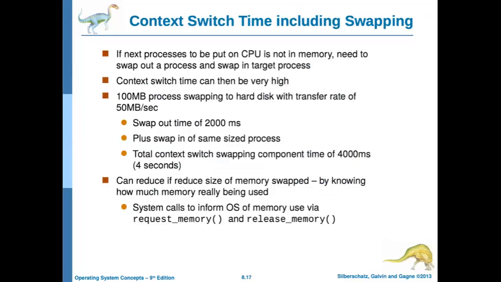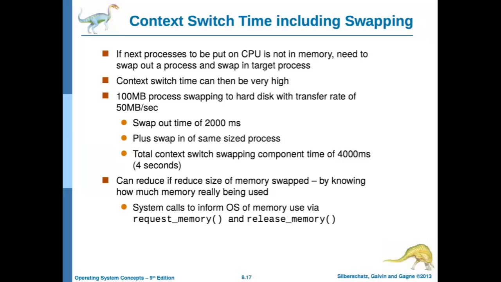Now for context switching, we need to calculate the time required for the context switch, which includes the operation of swapping. For example, process P2 is selected by the scheduler, but it is not available in main memory. That means such a process needs to be swapped in. And in order to swap in that process, maybe because of memory restriction, you need to swap out some other process. In that case, context switch time can be very, very high.